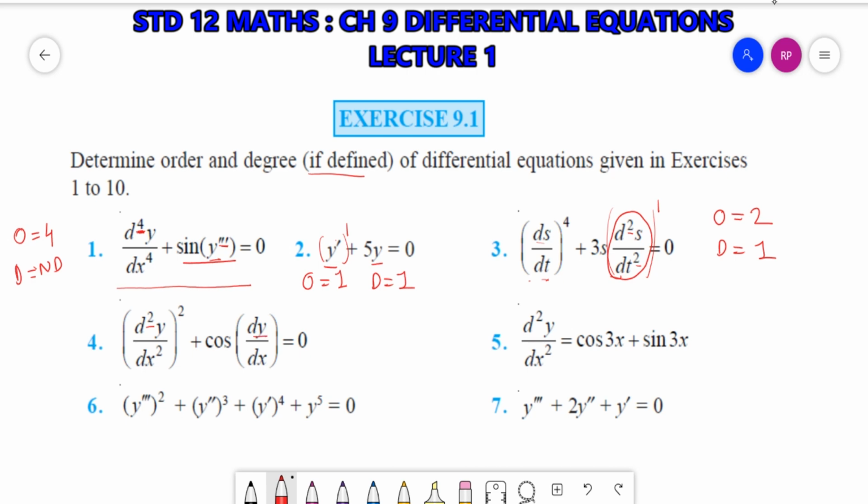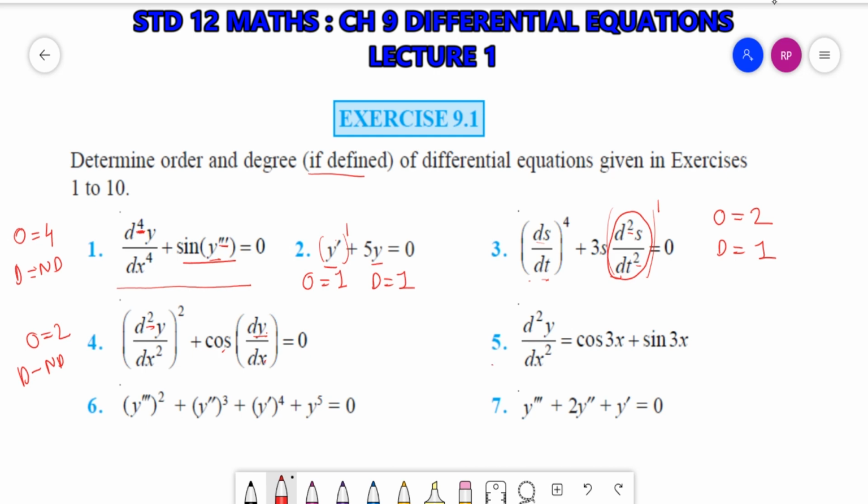So what is the maximum highest order derivative? 2. So order is equal to 2. For degree, it's cos dy by dx. That means it is not in a polynomial form. So degree not defined. In question 5.